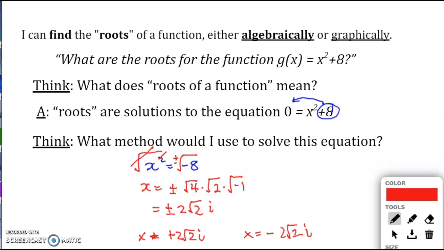Okay? And what sort of roots do I have? Do I have complex solutions, or do I have real solutions? Because I have the imaginary number i, we have two complex roots. We do not have any real roots. We just have two complex roots.